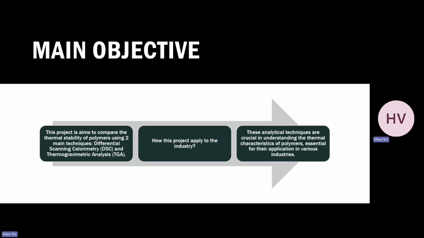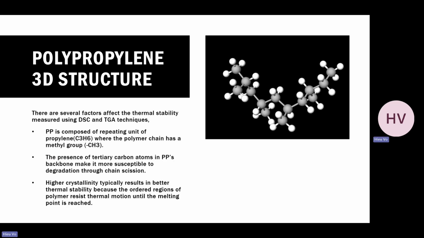As you all know, thermal analysis is an aspect of material science that studies how a material's thermal characteristics vary with temperature. In this project, the main objective is to compare the thermal stability of a polymer using two main techniques: differential scanning calorimetry (DSC) and thermogravimetric analysis (TGA). In this project, I use polypropylene.